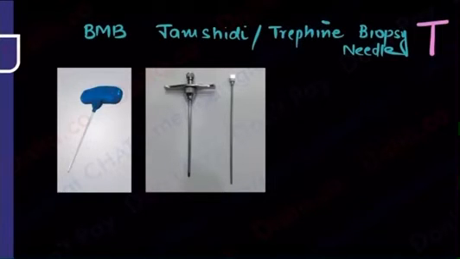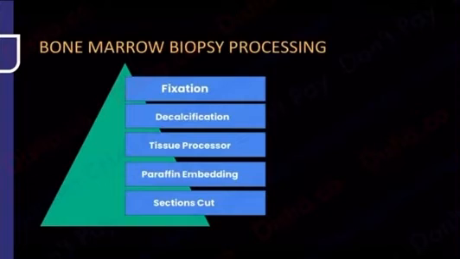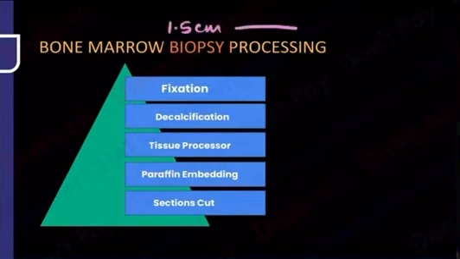Now once you've got the biopsy with you, what are the processes that you're going to do? You've got an entire tissue, like 1.5 centimeter of the tissue sample, a full bone piece. What are you going to do? First step is that you're going to fix the tissue. Be it anything in pathology, how do you fix it? You fix it in 10% neutral buffered formalin. 10% NBF is the fixative for everything in light microscopy.